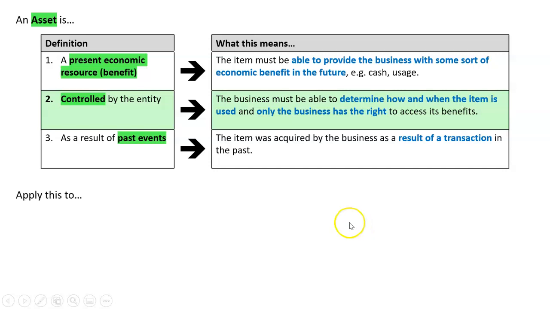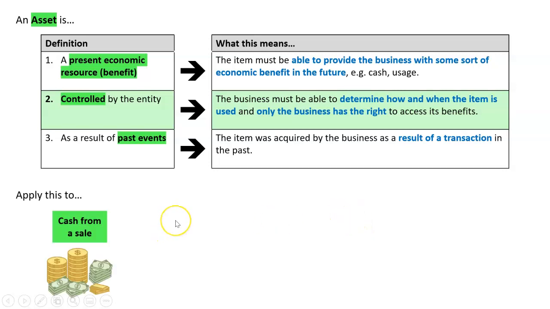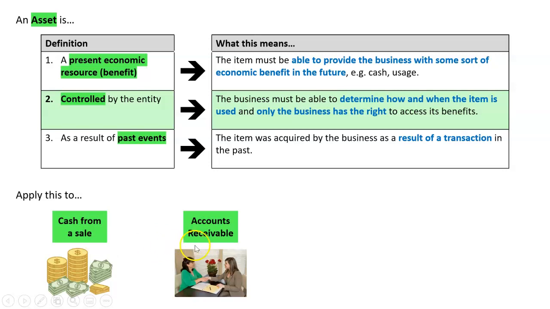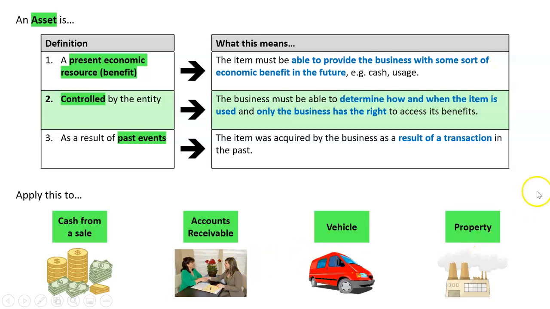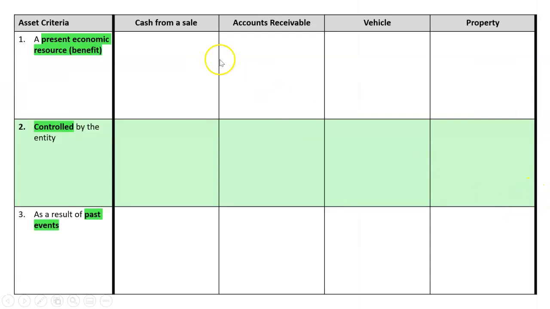So what we want to be able to do is apply this to common types of assets. Well, every asset that we could possibly get asked, but we're just going to have a go at this one. How would you apply this definition to cash that you get from a sale? An account receivable, the customer who owes you money because they bought something from you on credit and haven't paid, a vehicle, and property. Let's have a go. For each one, we're going to take it and apply this asset criteria.